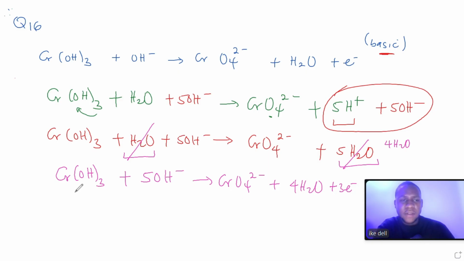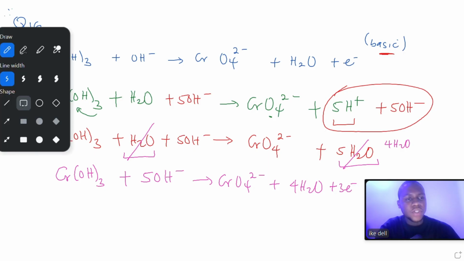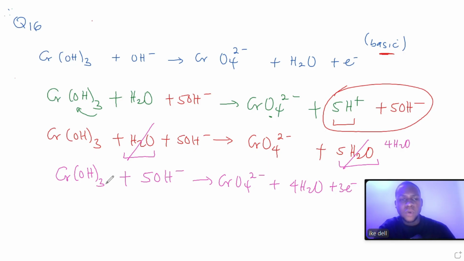So this is basically the end of it, because when you check all your atoms, they're balanced, and your charges are also balanced. So back to the initial question, if we were to fill it in now, we would have 5OH- here. This will be 1. This will be 1. This will be 4. And finally, this right here will be 3. And that's how you balance in basic medium.